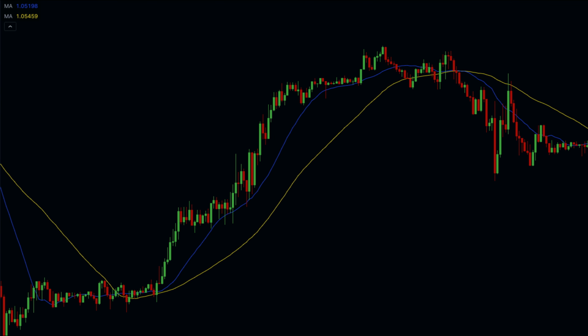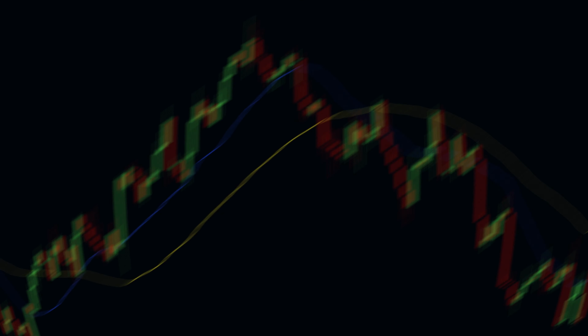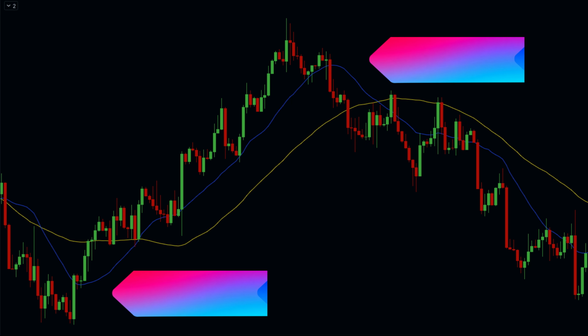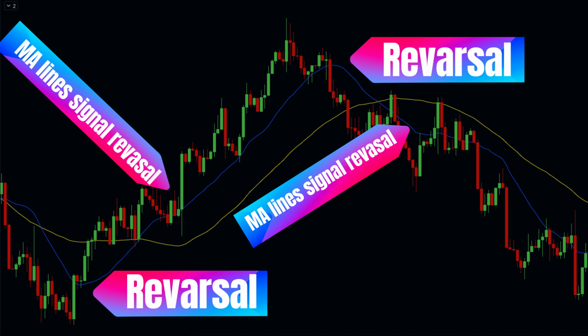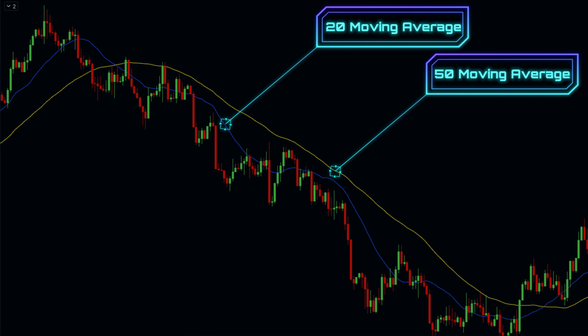So to try to eliminate getting caught up in ranging markets, we would add another moving average like the 50-period moving average. The downside of using multiple moving averages is that you can miss out sometimes when the actual reversal is happening, but also on the good side, you would stay out of many possible losses this way. So in this example, we use the 20 and the 50-period moving average.